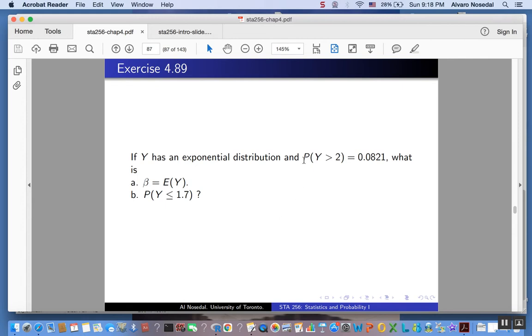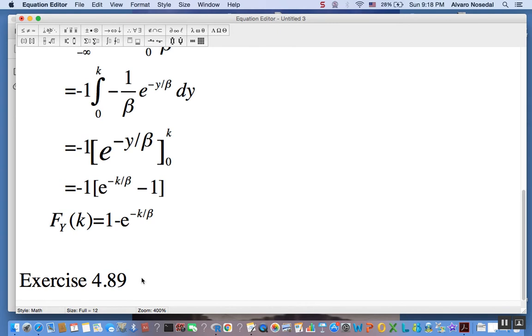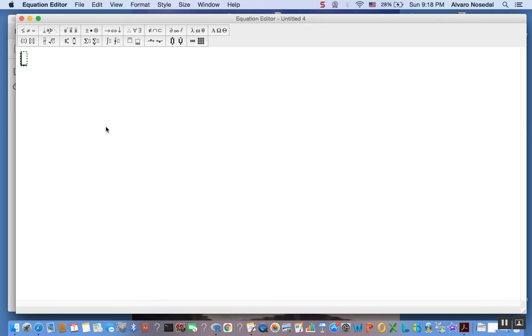Well, first, let's take that piece of information, the probability that y is greater than 2. We're given it's 0.0821. Okay, so solution. We might as well open a new one. So solution for that exercise. As I said, we are given that the probability that that random variable y is greater than 2 is just 0.0821, right? Okay.